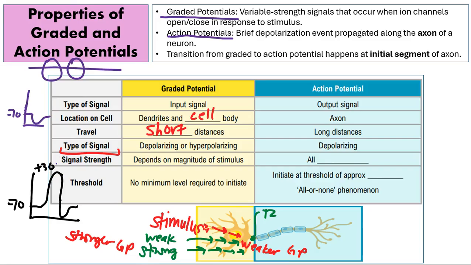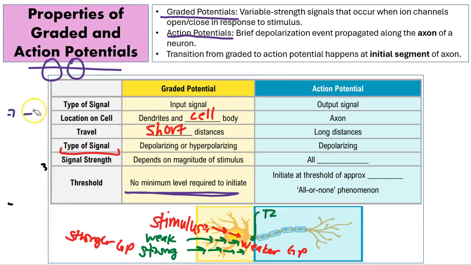Now the signal strength depends on the stimulus. If the stimulus is weak, weak graded potential. Stimulus is strong, strong graded potential. But there is no minimum level required to start a graded potential. So it doesn't matter. Once that dendrite gets that stimulus, it's moving to the cell body, period. It doesn't matter if it's strong or weak at this point. So that's going to give us some general ideas of graded potentials until we get into the second part. Okay? Now let's focus on action potential.